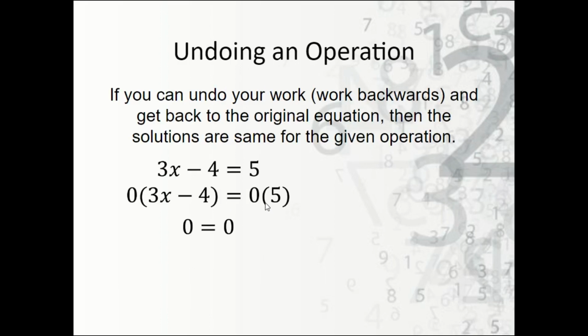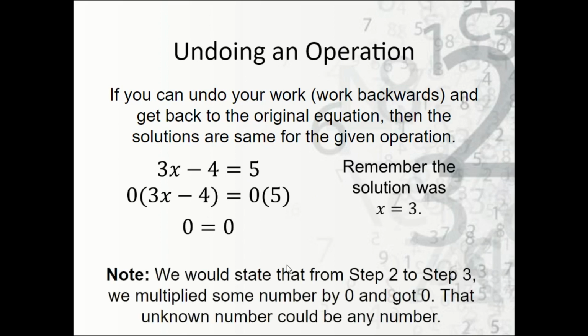Now, undoing it. So it says if you can undo your work, meaning work backwards, and get back to the original solution, then the solutions are the same for the given operation. So remember the solution was x equals 3. So we would state that from step 2 to 3 we multiplied some number by 0 and got 0. That unknown number could be any number, right? So it doesn't matter.